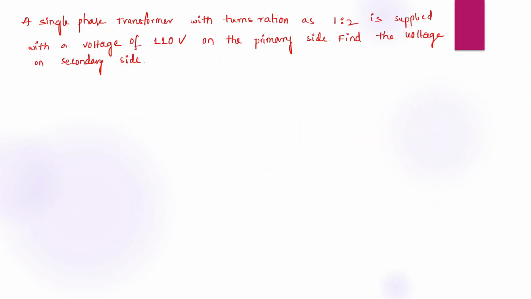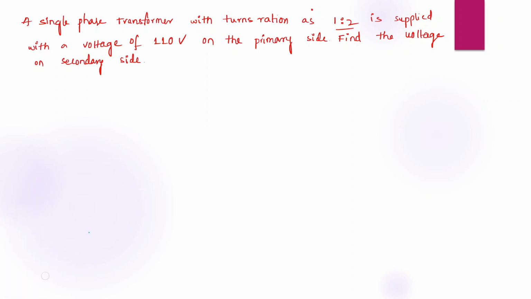Here, a single phase transformer with a ratio of 1:2 is supplied with a voltage. So this is turns ratio, not transformation ratio. The given question is right. Turns ratio as 1:2 is supplied with a voltage of 110 volts. The voltage supplied is 110 volts on the primary side. Find the voltage on the secondary side. So we need to find the voltage on the secondary side.